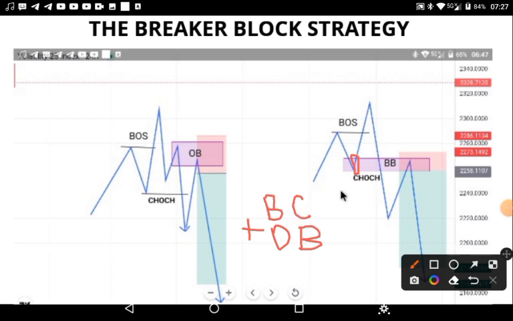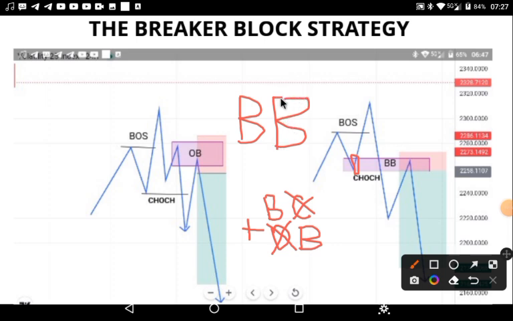So what we are going to do is, in this breaker candle, we remove this candle, the candle that broke it. That's what we are looking at. So we have the breaker candle. Then we come here, we remove this order, and we take this block. So we have breaker block.